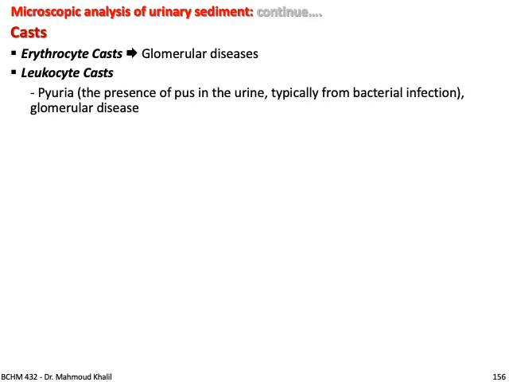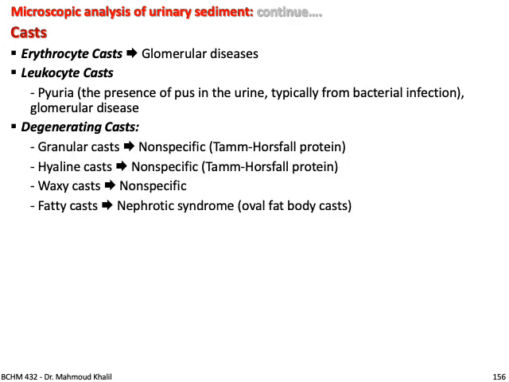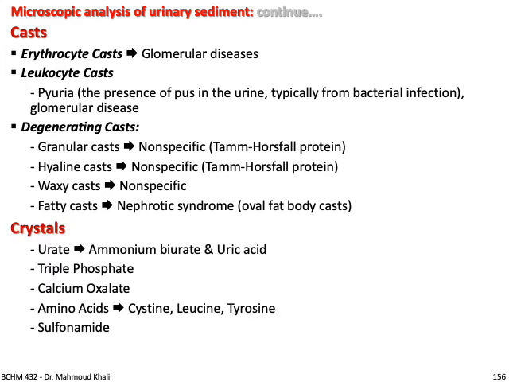Casts. Erythrocyte cast due to glomerular disease, leukocyte cast indicating the presence of pus in the urine, typically from bacterial infection or glomerular disease. Degenerative casts: granular cast, non-specific, like Tamm-Horsfall protein, hyaline cast, non-specific as well, waxy cast, non-specific, fatty cast, nephrotic syndrome, oval fat body cast. Crystals, there is a large number of crystals. You will deal with these types of crystals in detail.